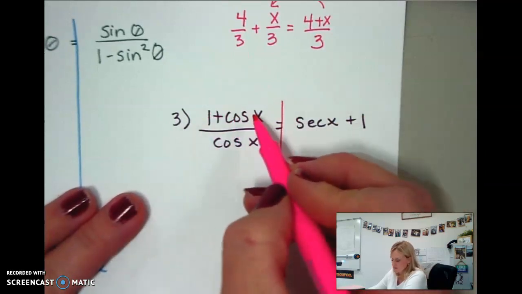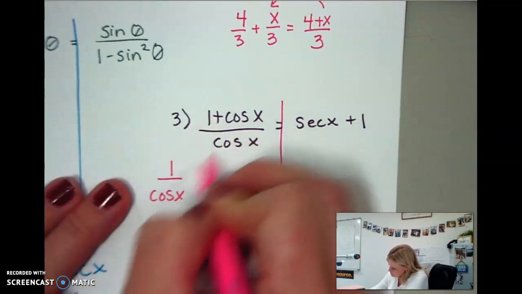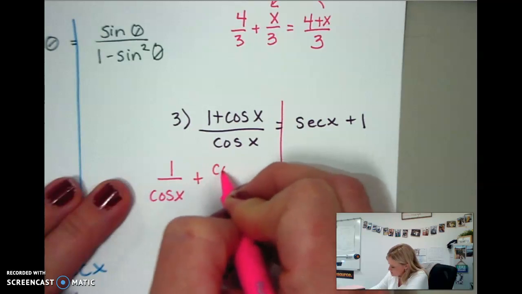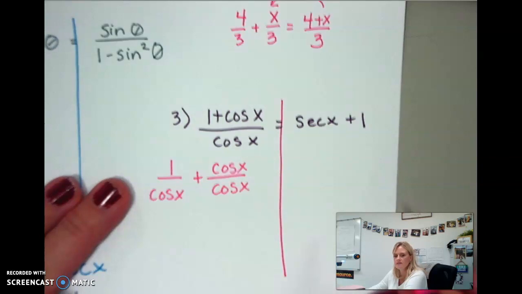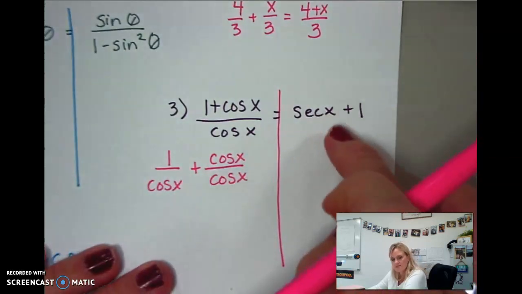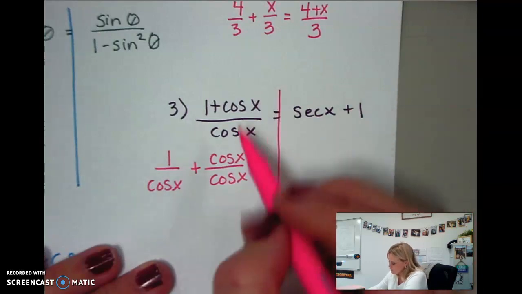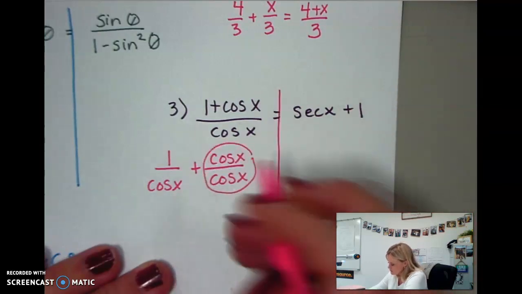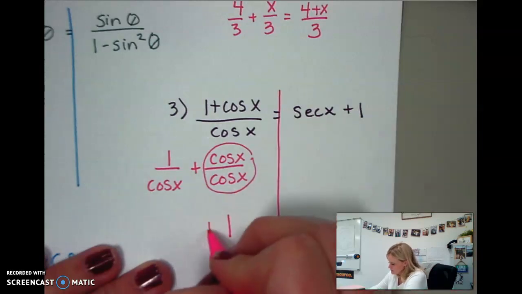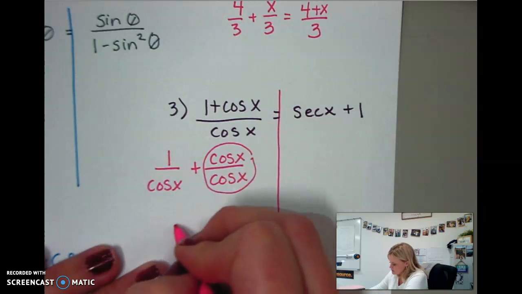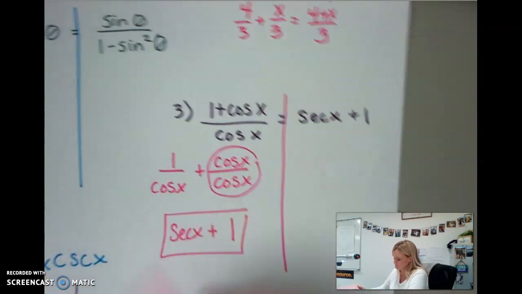1 plus cosine of x, I could split that back up, and this is the same as 1 over cosine of x plus cosine of x over cosine of x. Now, look at the right-hand side. Somewhere I need a plain old 1. Well, now, cosine divided by cosine is 1, and I need a secant, but I know that the reciprocal of cosine is secant, and I'm done.